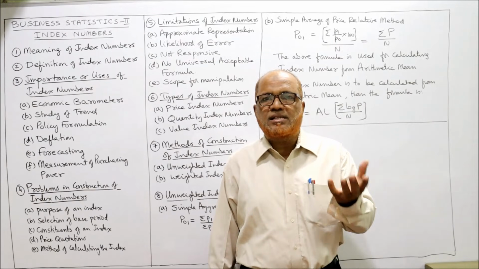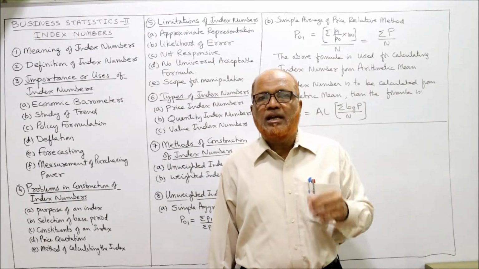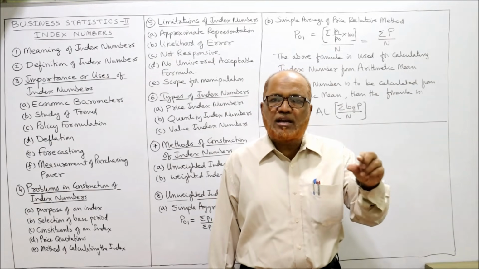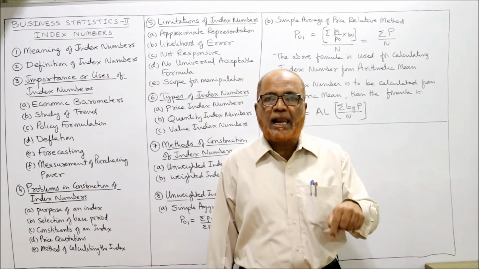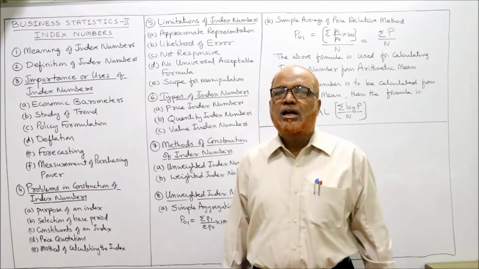Just we can say the price level is continuously increasing. So we can say there is an increasing trend in the price level. By calculating index numbers, we can find out the trend.